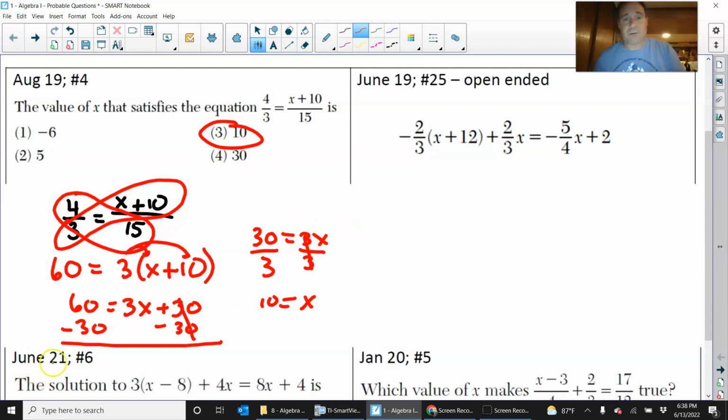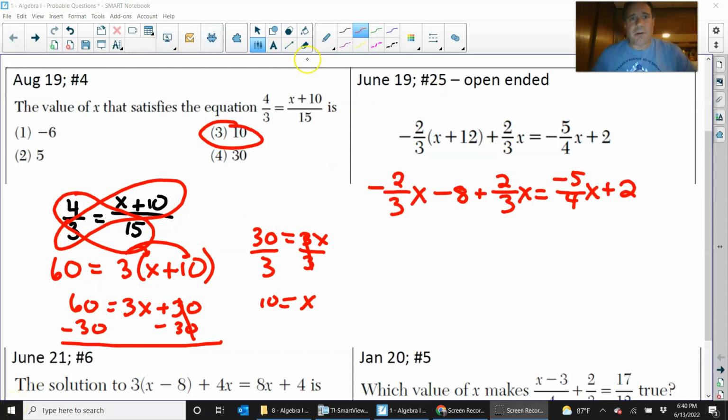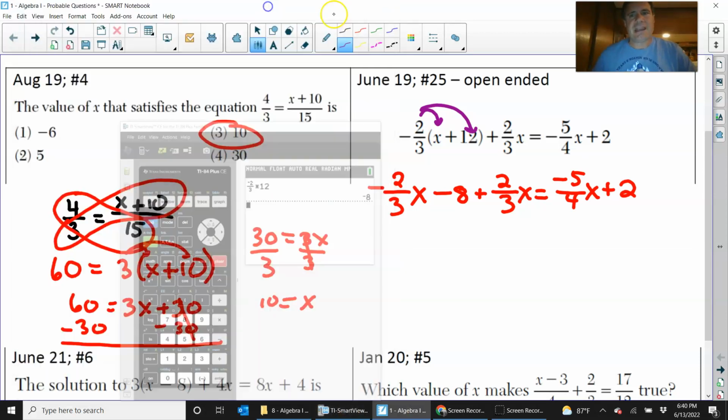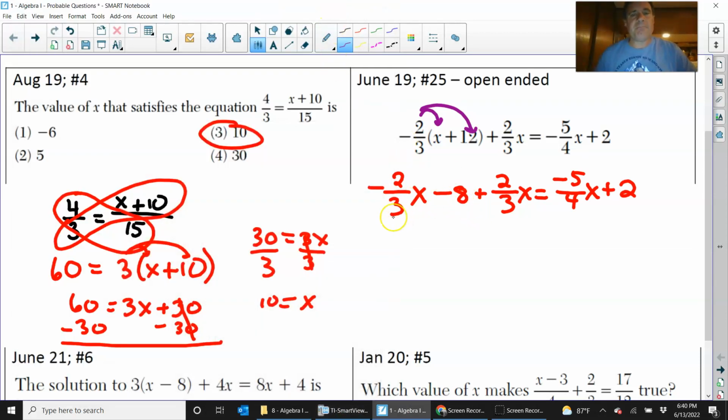A more difficult question, look on the June 2019. This is an open-ended question, so you have to show all of your work. So just remember, when you go ahead and distribute, this is where the negative comes into play. That is negative 2/3 times x, negative 2/3 times 12. Use your calculator for negative 2/3 times 12. You see that's a negative 8. Bring everything else down. Then combine like terms.